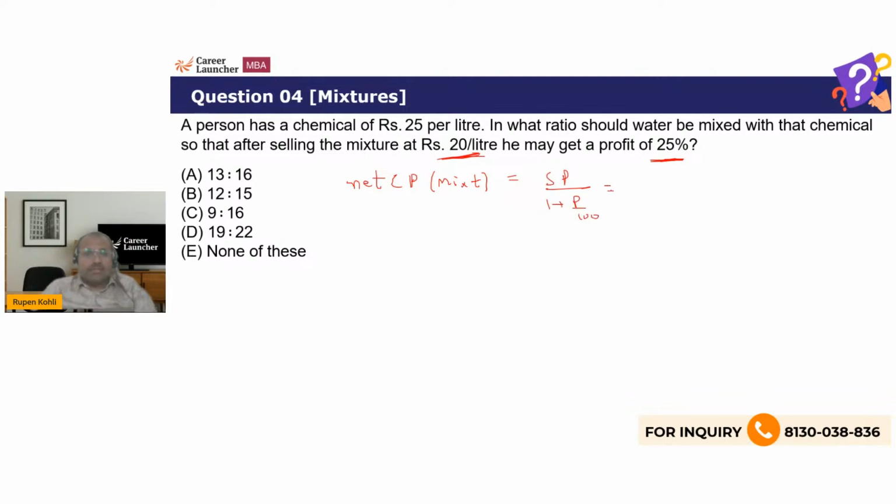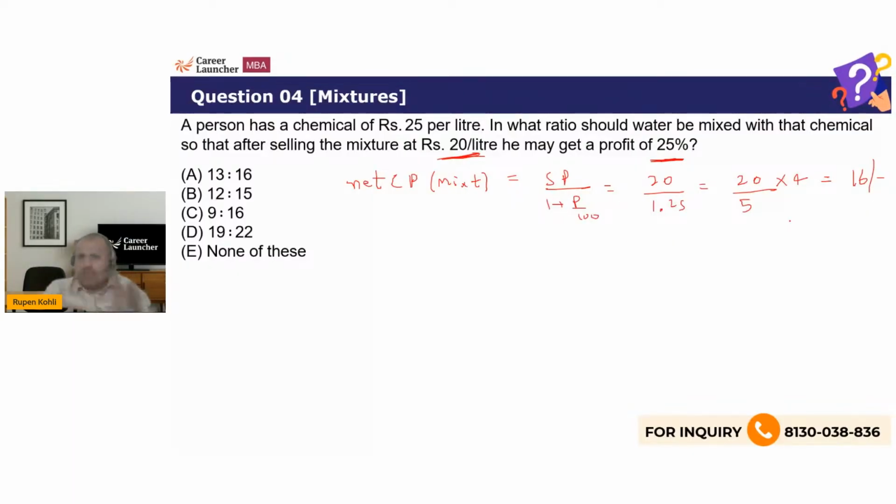So selling price is your 20 and profit percent is 25. So 1.25, or 5 by 4, would go here, and that would give me 16, right? 16 rupees is the net cost. So this 16 is the weighted average cost between 25 rupees and 0 rupees.